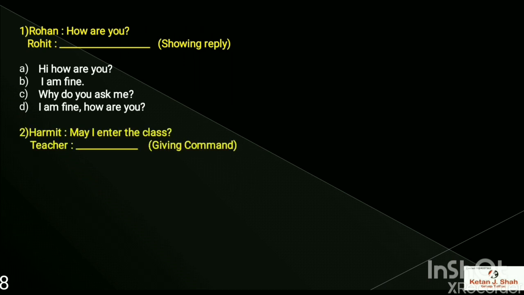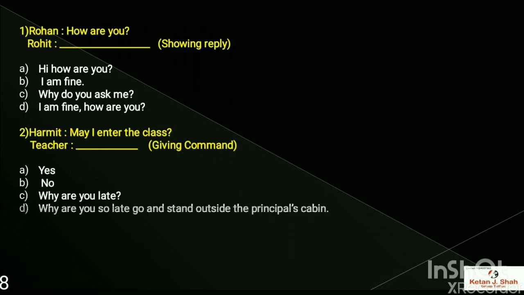Hermit: May I enter the class? Teacher, giving command. Yes. No. Why are you late? Why are you so late? Go and stand outside the principal's cabin. In this sentence, D will be used as it is a command.